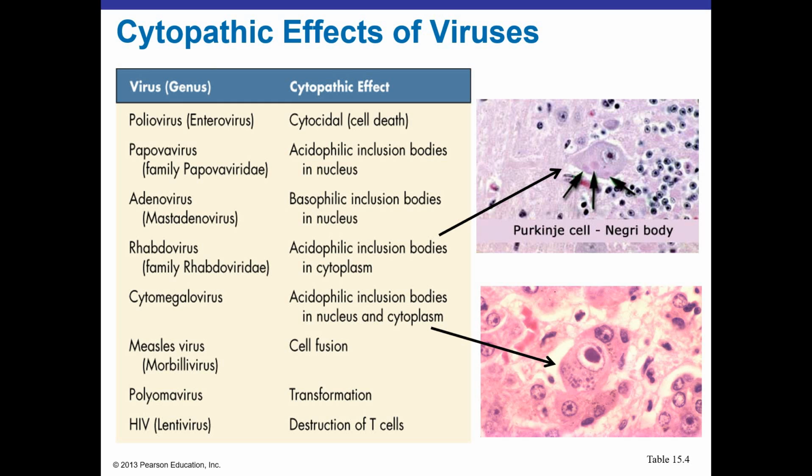Other things like cytomegalovirus is a very common virus that many of us probably have been exposed to, and this causes, at best, a mono-like disease. However, if we look at the cells, we can tell when they have been infected because we see these acidophilic inclusions in the nucleus and cytoplasm. It also causes the cytoplasm to swell up, hence the name cytomegalovirus. Things like measles cause cells to fuse, and other things like the polyomaviruses, they cause transformation.